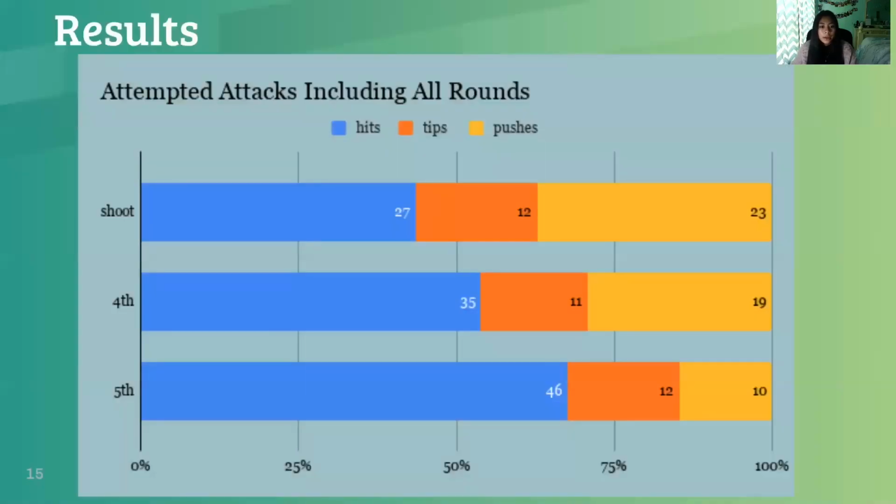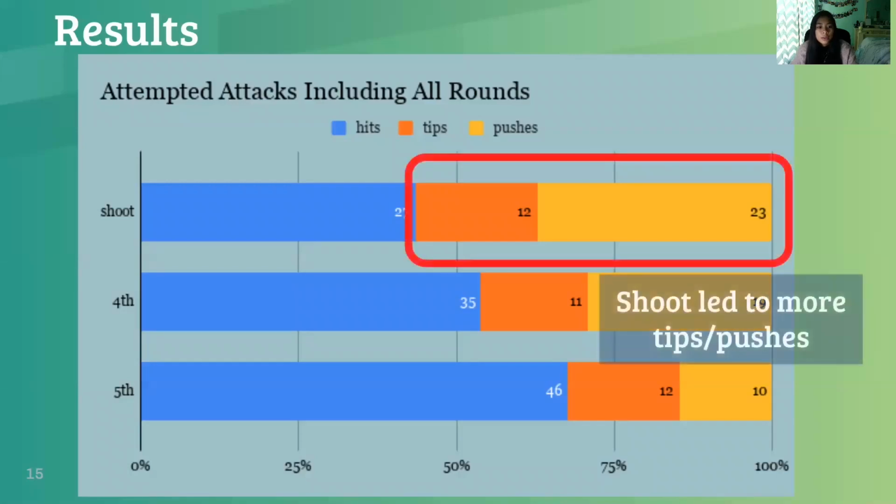After the study, I watched over the film and calculated the correlation between the types of sets and the success of each attack under each tempo. This chart represents the total amount of each attack attempted under each tempo for all 3 rounds. It can be observed that under the shoot tempo, more tips and pushes were cumulatively chosen as opposed to hits, as there were 35 placed attacks and only 27 hits.